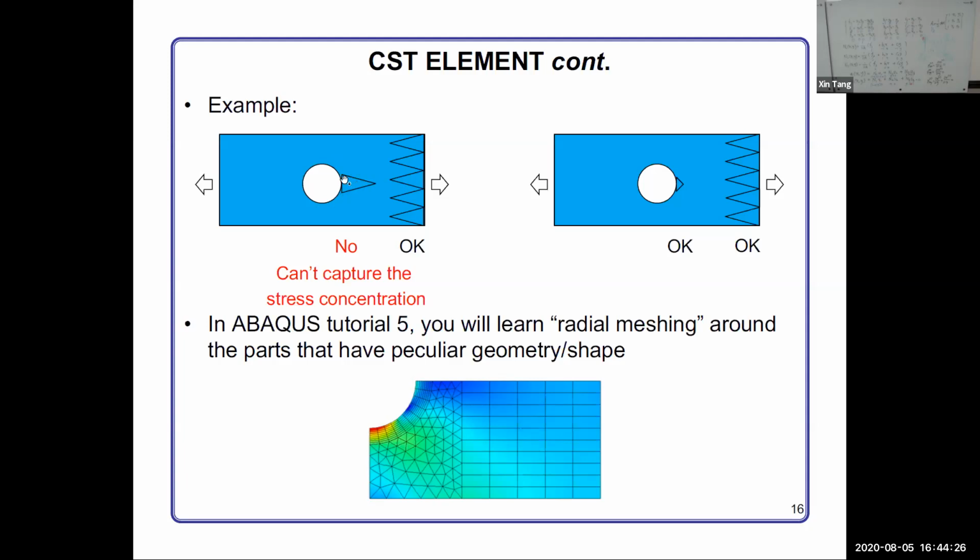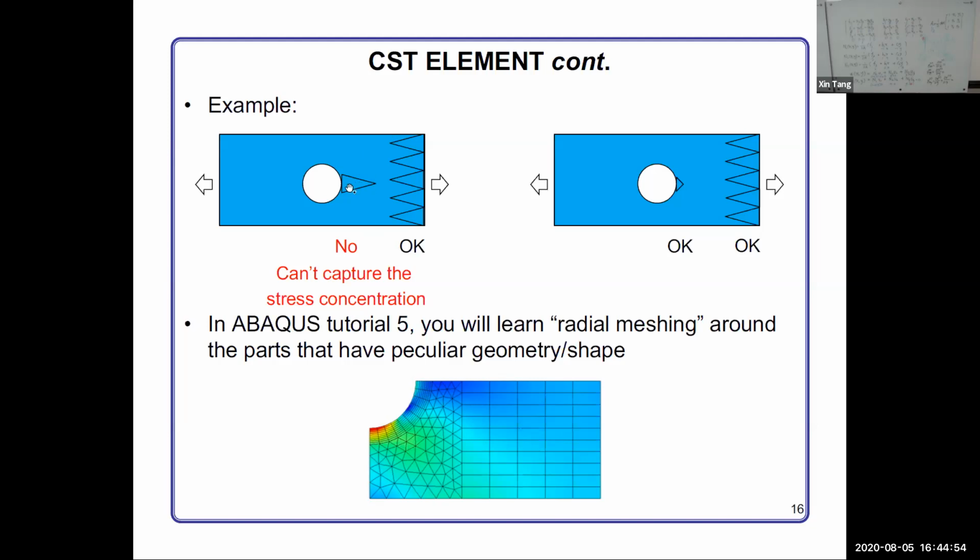If you use only one big element to represent that change, this element gives you a constant stress. It will not show any trend, any change of the trend. So that will lose the accuracy of the analysis. That's why using those bigger, coarse CST elements, you will not capture the stress concentration.